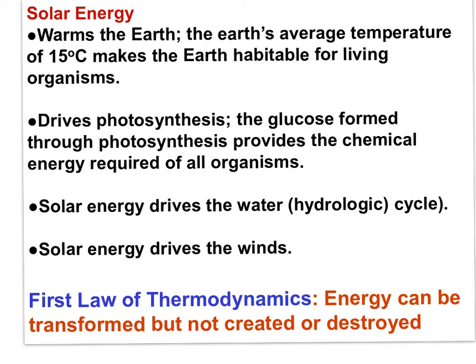The chemical energy produced by plants has not magically appeared. Absorbed solar energy has been transformed to chemical energy. The amount of energy absorbed is the amount that we find in the bonds of glucose. And this is the first law of thermodynamics. Energy can be transformed, but not created or destroyed.